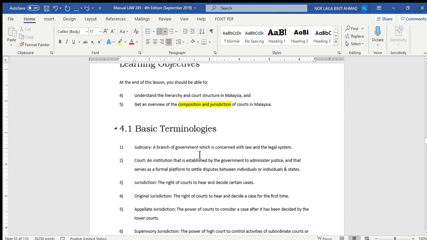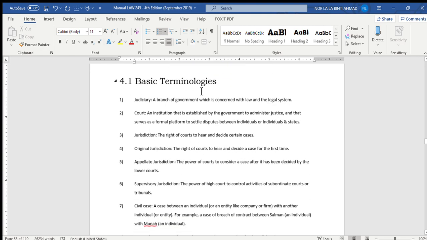Alright class, there are basic terminologies that you need to know when we go through this topic. First is judiciary. Judiciary means a branch of government which is concerned with law and the legal system. As you have learned before we reach this topic, there are three branches of government: executive, legislative, and judiciary. Judiciary is the one where the judges sit in to interpret law, to settle the dispute, and to provide sanctions, right?